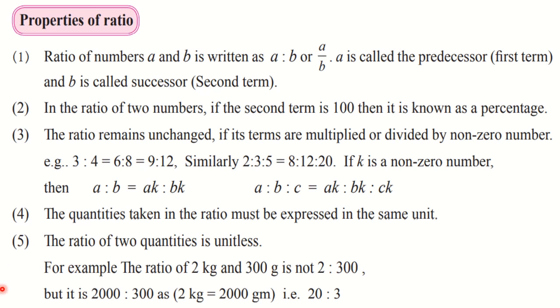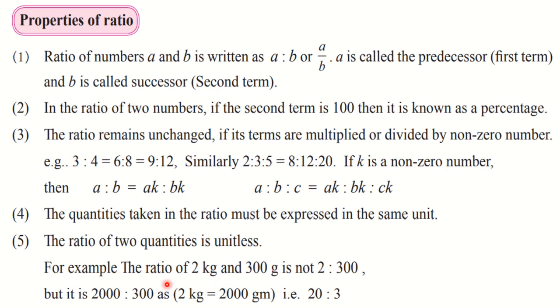Then the next one is that the ratio of two quantities is unitless. That means the ratio does not have a unit. Because when we write 2 kilometers upon 3 kilometers, the kilometers and kilometers get cancelled and we get 2 upon 3. So the ratio of two quantities is always unitless. You will find that there is no unit written with the ratio.